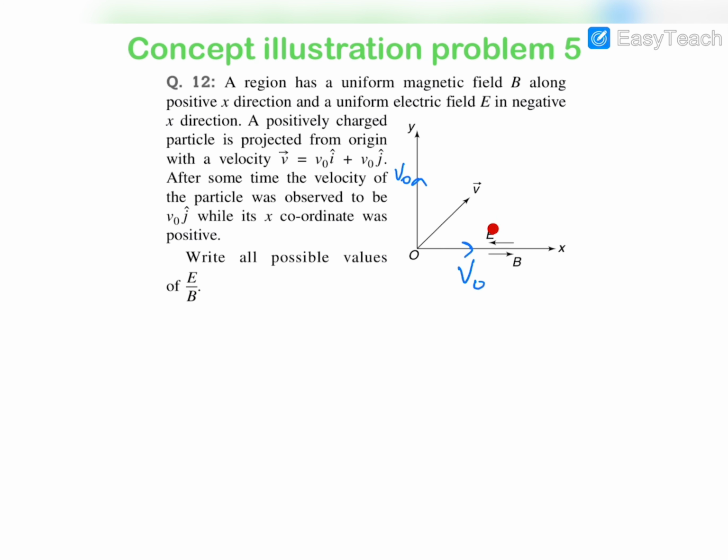Electric field is present in negative x-axis and magnetic field is present towards positive x-axis. So it is given in the question that in this situation we have to find out all possible values of E by B for which this particle will be observed with net velocity v naught j cap after some time. So we know that the motion of this particle will be helical like that.